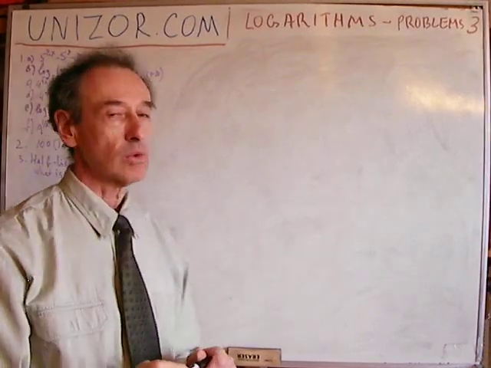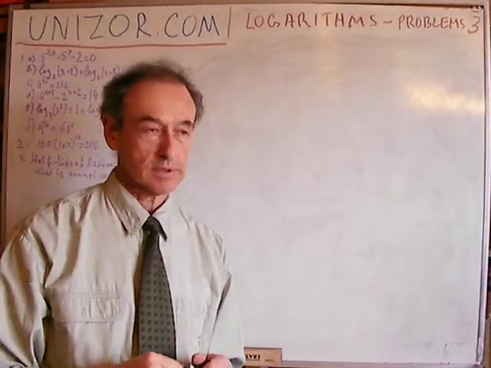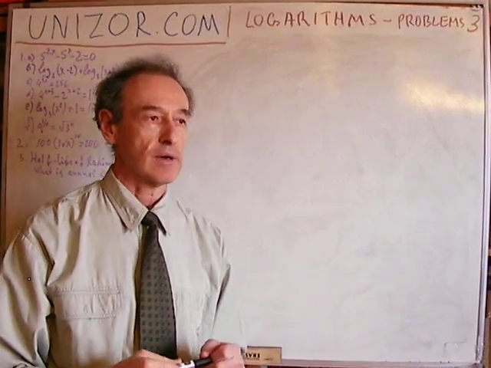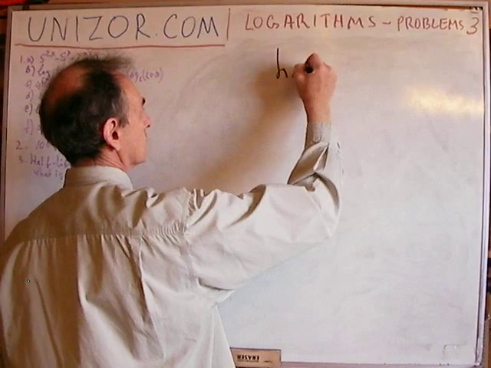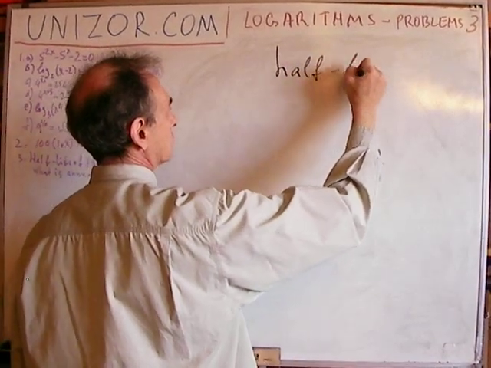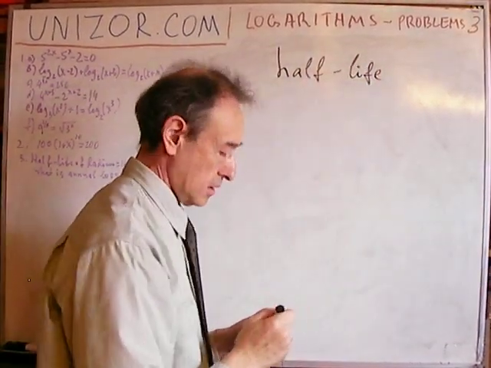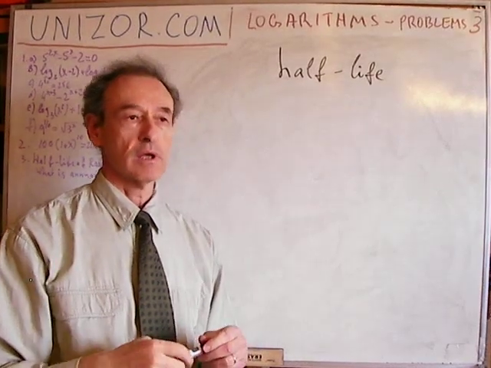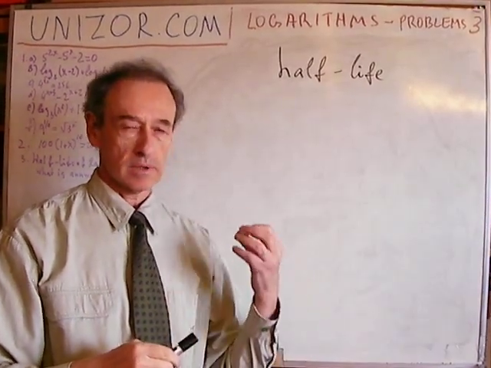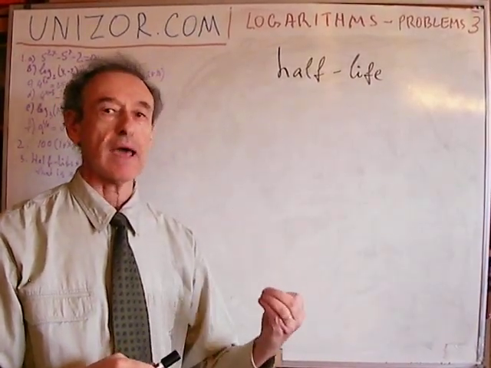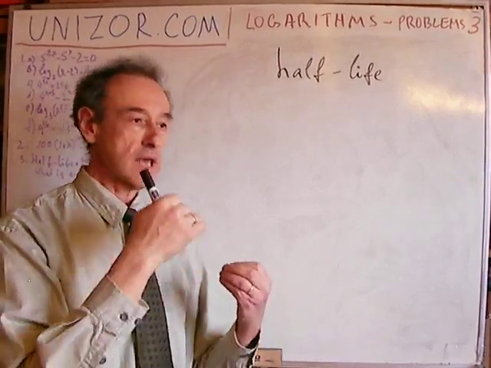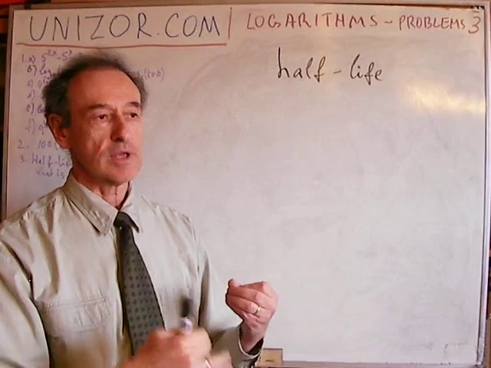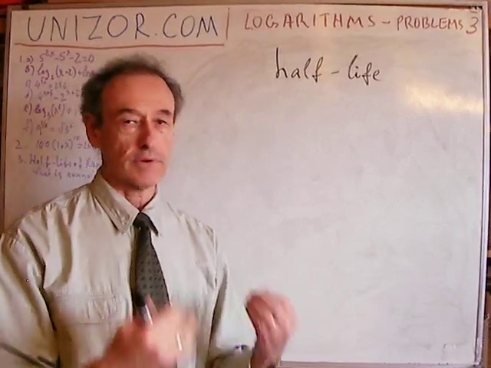There is an element called radium. It's a radioactive element. And radioactive elements have so-called half-life. Now, because of radioactivity, the mass of whatever original mass we have of this radioactive element is decreasing. Let's say every year it's decreasing by a certain fraction.